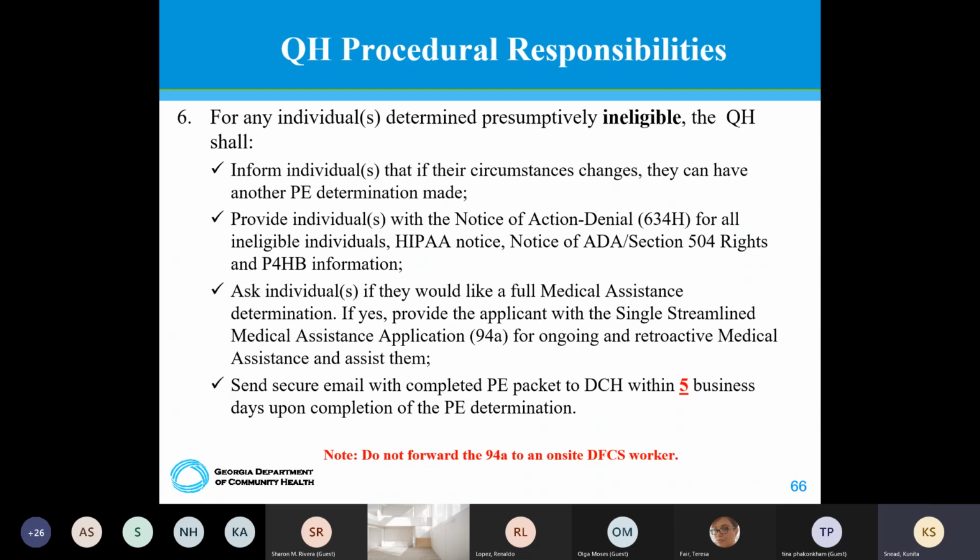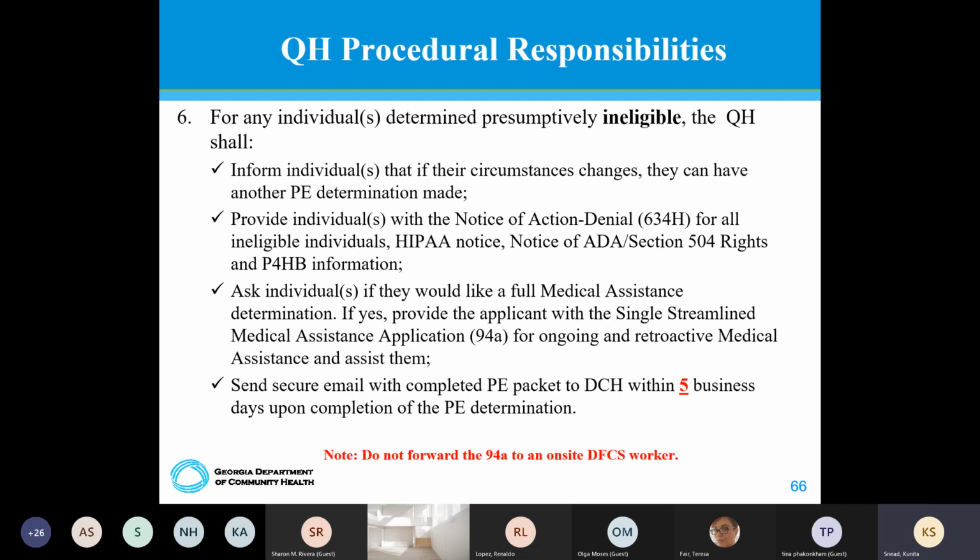You're going to provide them with the notice of action, which is going to be the denial 634H for all ineligible individuals, a copy of the HIPAA notice, the notice of ADA Section 504 rights, and the P4HB information. And these individuals you're still going to ask if they would like to apply for full Medicaid, because they still can apply for full Medicaid. Just because they were denied for presumptive eligibility does not mean they're going to be denied for full Medicaid. We don't know that. That is DFAX to determine.